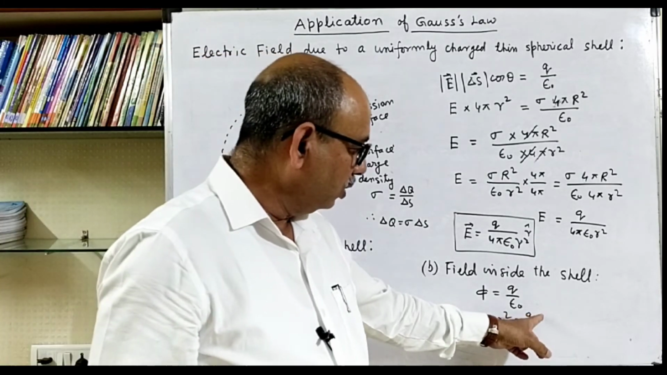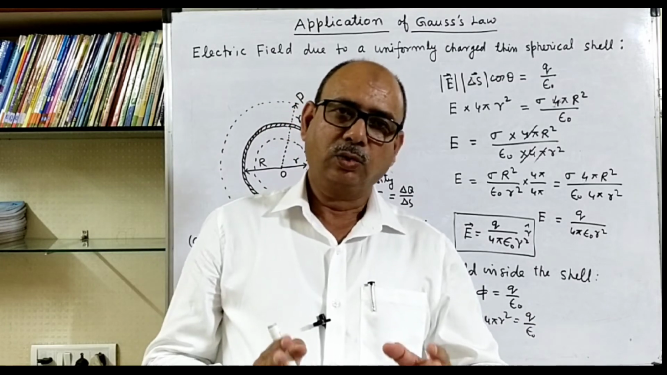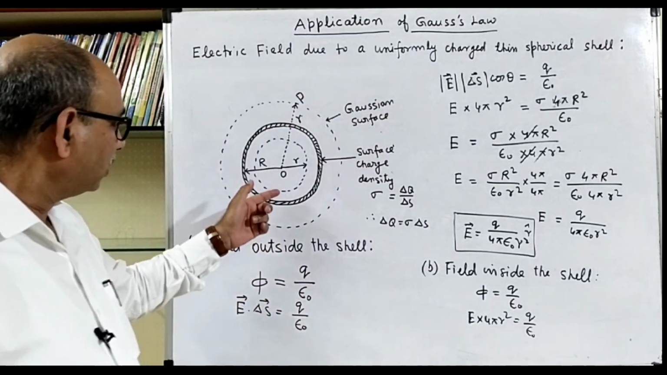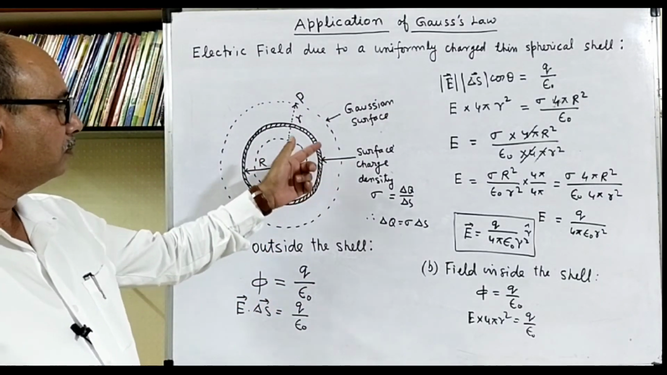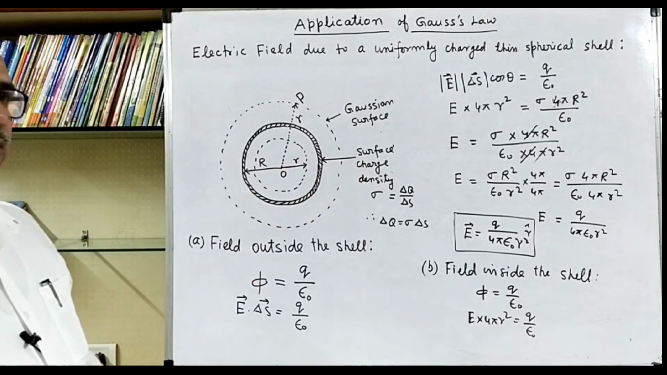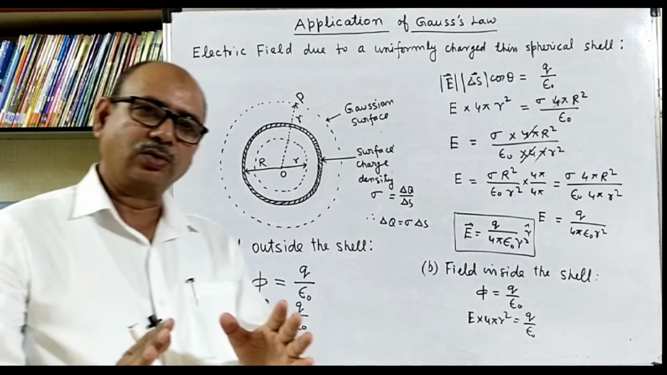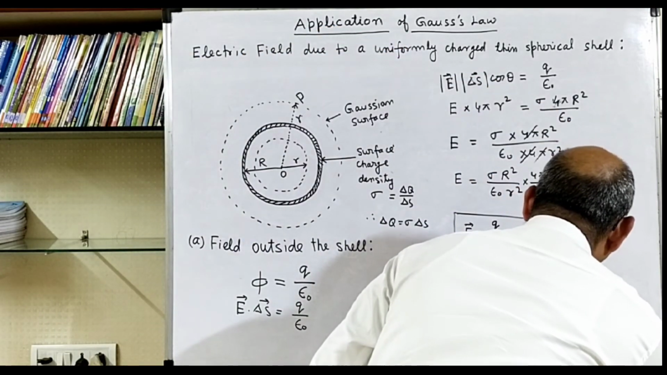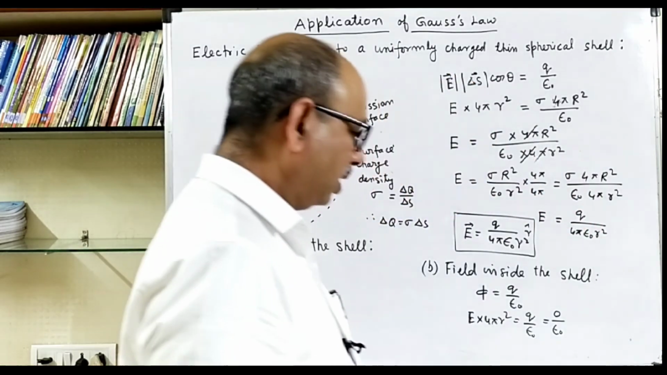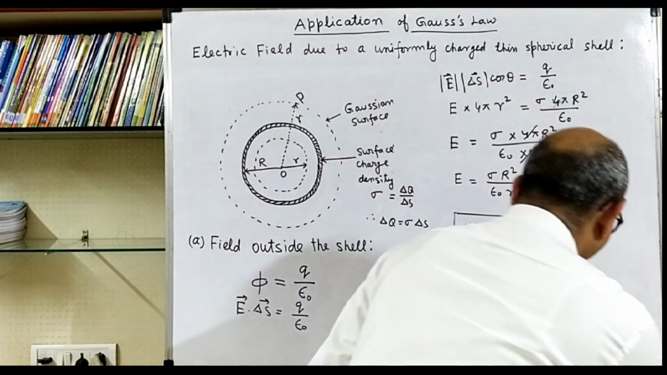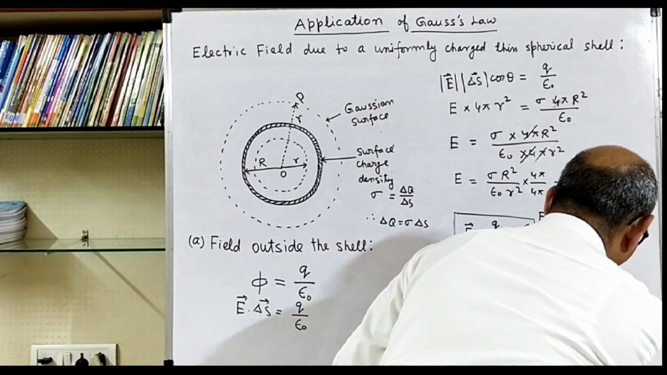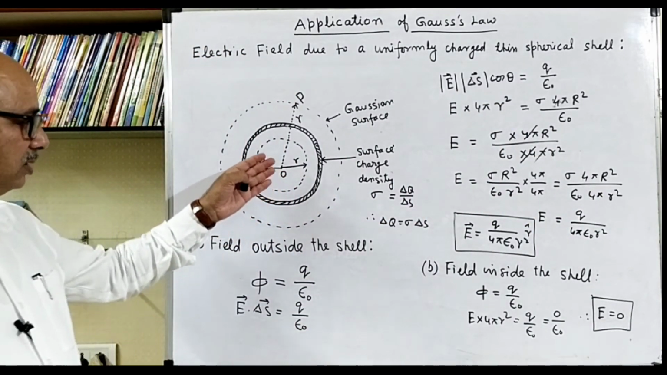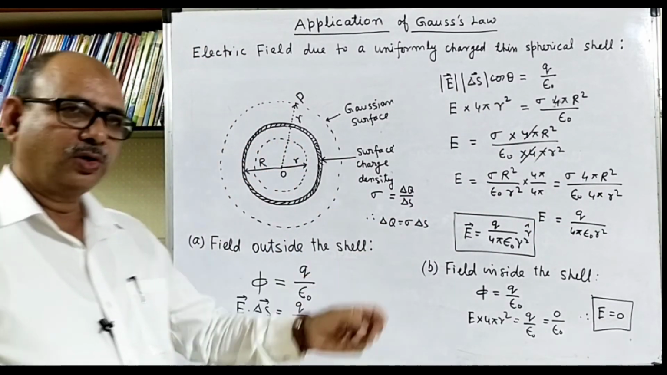We need to find out the value of q, that is the total charge enclosed inside the Gaussian surface. Here the Gaussian surface is inside the spherical shell. That means this Gaussian surface will not enclose any charge. Here the value of q will be equal to 0. 0 upon epsilon naught is equal to 0. Therefore, the value of E at any point inside the spherical shell will be equal to 0.